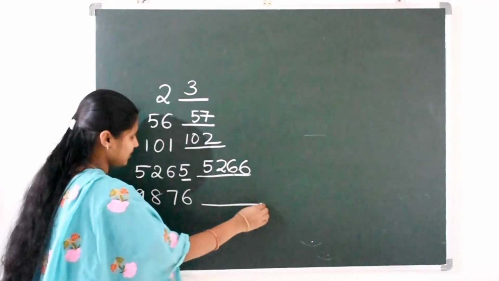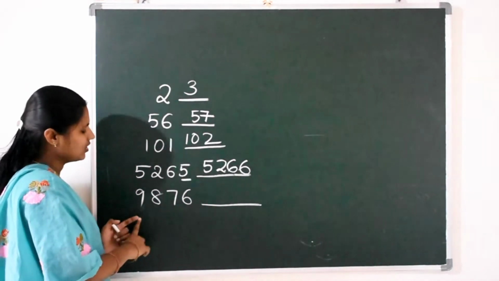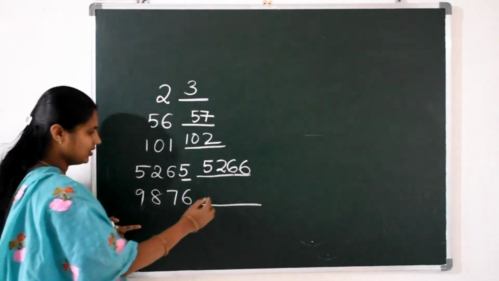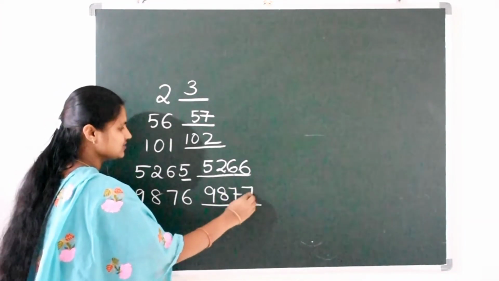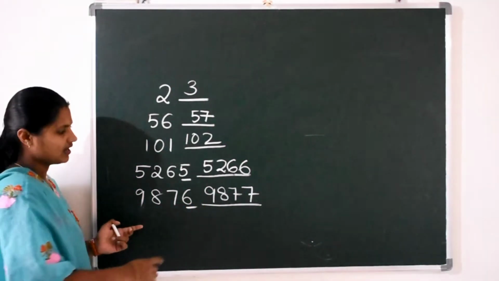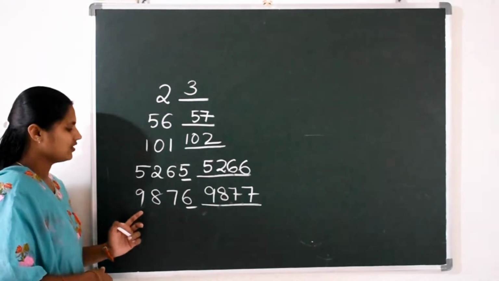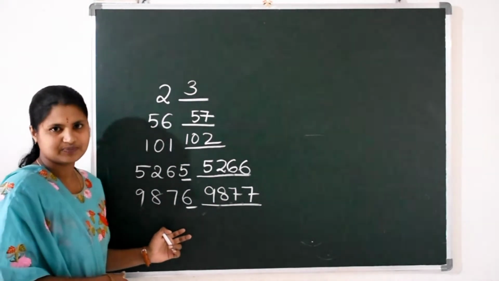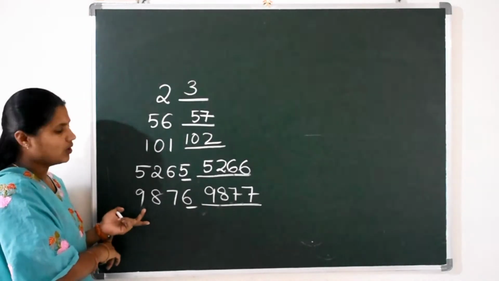Next, tell me 9876. What is the successor of this number? Tell me. Yes, 9877 is the successor of 9876. Okay, if it comes to large numbers, how do we do it?